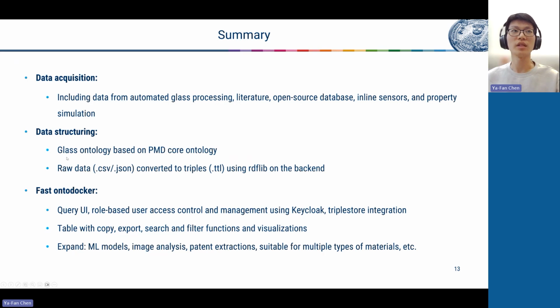And as for data structuring, we are using PMD Core Ontology to build our GlasOnto ontology. And then the raw data CSV or JSON is converted to triples using the Python library RDFLib on the backend. In the backend is the FastOntoDocker, which provides front-end query UI and role-based user access control and management using an open source solution Keycloak.